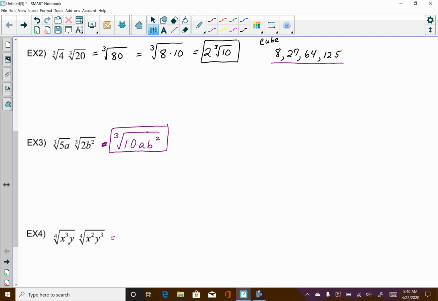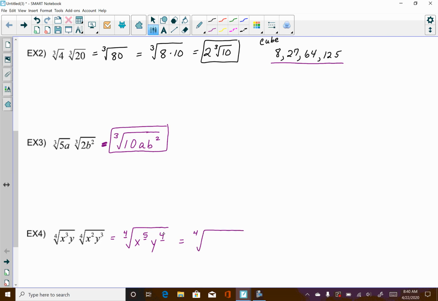We move on down to the next one. This is a 4th root times another 4th root, so it will be the 4th root. Multiply, add these exponents, so that would be x to the 5th, y to the 4th. I'll be able to go further because all that needs to happen underneath here is that these exponents, if I can make them multiples of 4, then I need to do that so that I'll be able to take the 4th root of it.